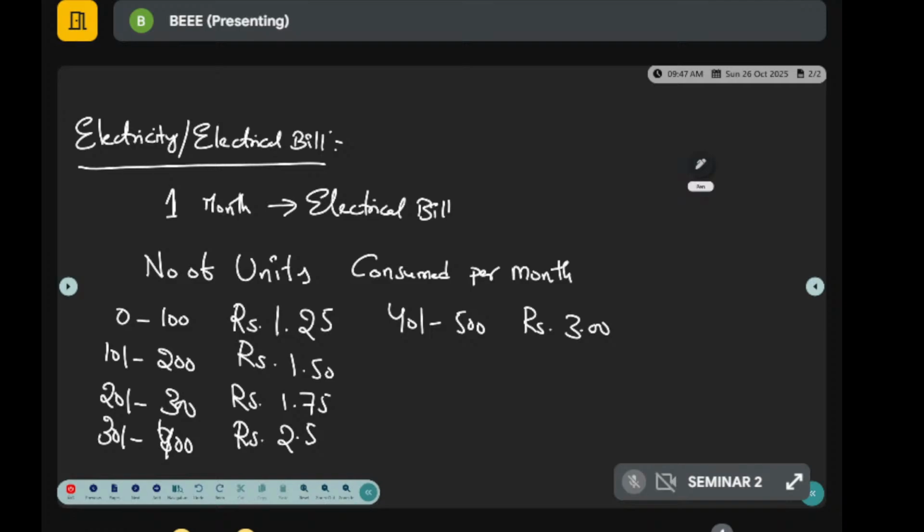For example, do you understand the importance of this one? For example, for 1 month, if you consume 300, then 300 units into 1.75. If you consume 302, then 302 into 2.5. So see, there is a difference of only 2 units. What is the difference of amount? It is 525.